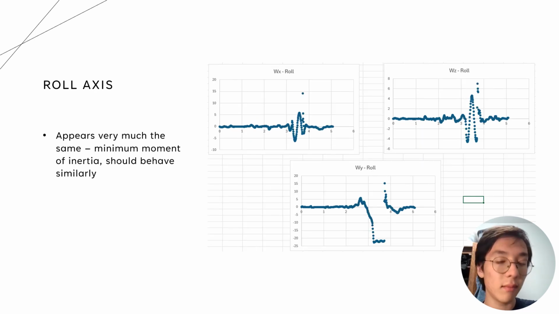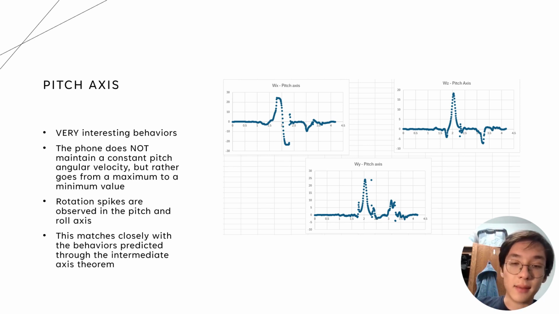So the roll axis is very similar. This is another one of the primary principal axes, which was not the intermediate axis, so this is as expected. However, when we get to the pitch axis, we see something very interesting and unusual. So to begin, we notice that the phone does not maintain a constant pitch angular velocity like in the other situations, but rather it goes from a maximum to a minimum value.